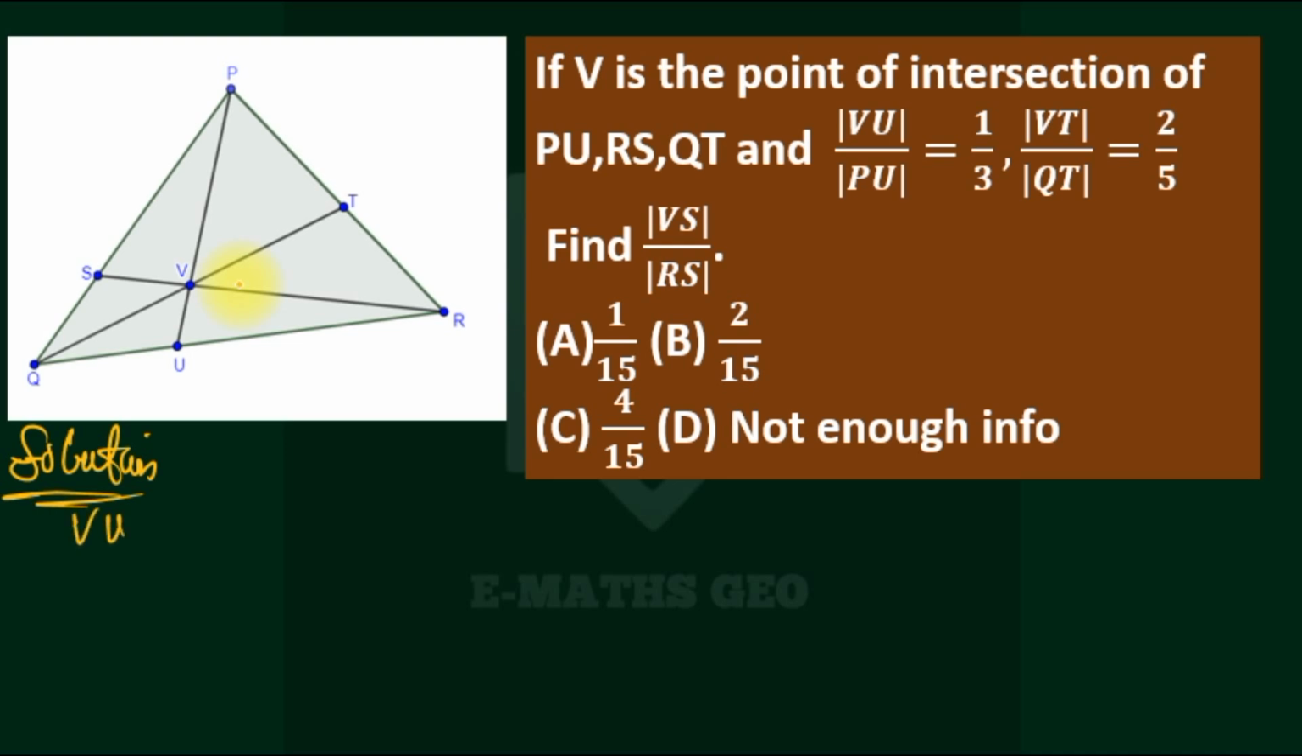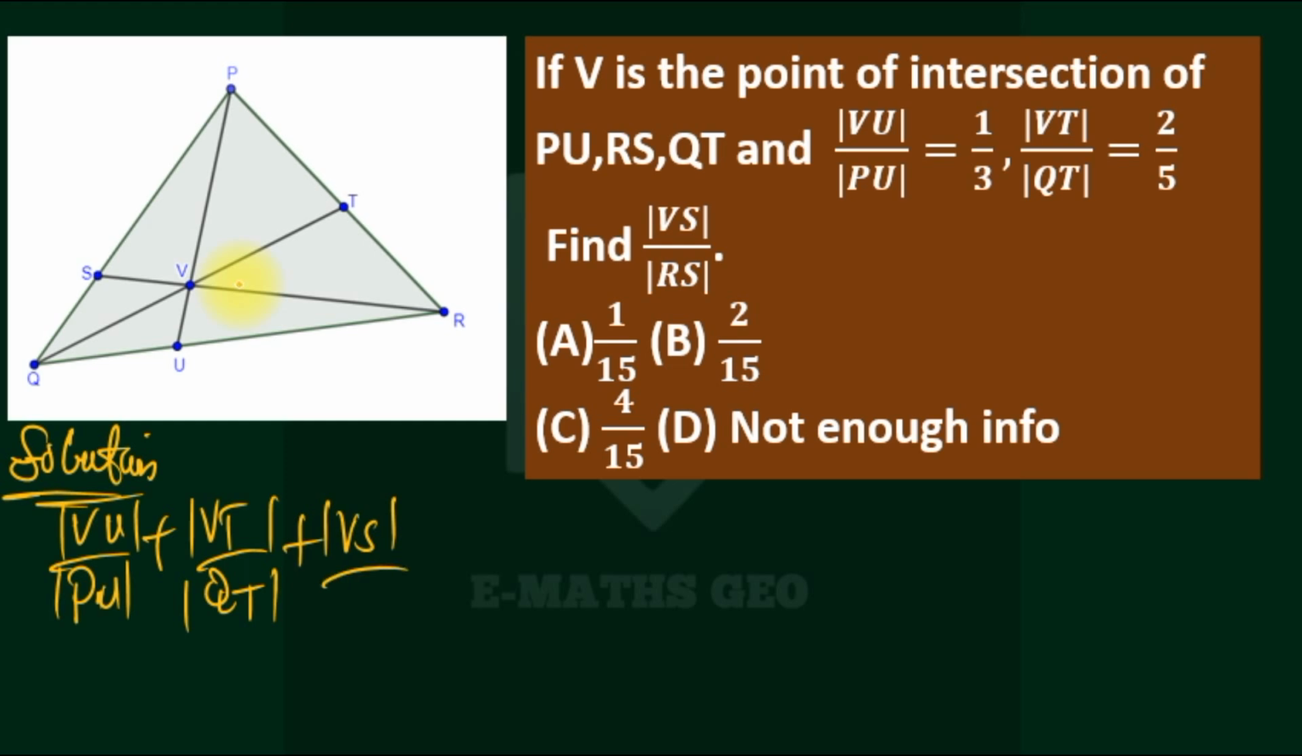VU over PU, I'll prove it later after the solution, plus VT over QT, plus VS over RS is equal to 1. Yes, so as you can see, VU over PU, plus VT over QT, plus VS over RS is equal to 1. I'll prove it later.